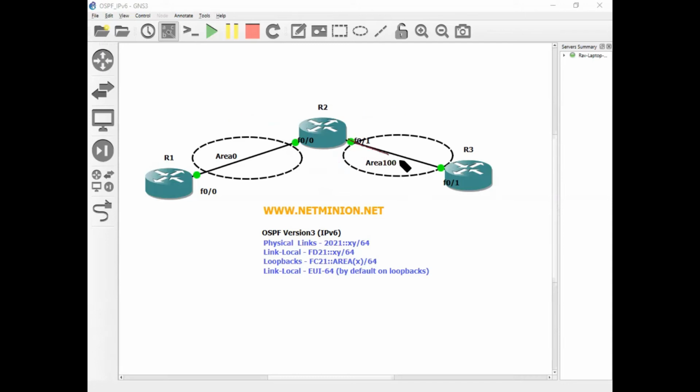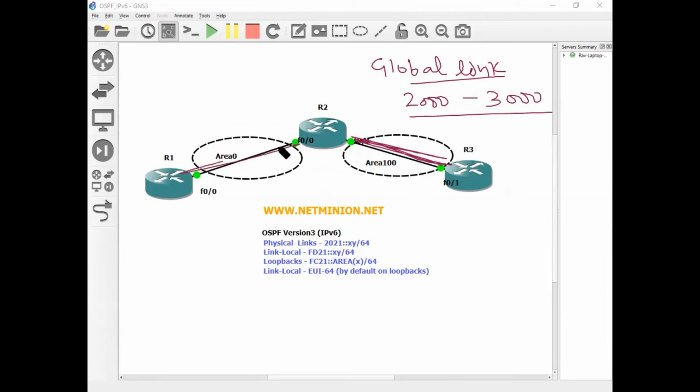Second thing, the physical IP address. This is the physical IP address. This is the physical IP address. On these physical IP addresses, I am configuring the global link address, and the global link address is from your 2000 to 3000 range, right? Remember, I told you a while ago, Raj. So the physical link should have the global link address, though it is not required that it be global only. You can configure unique local also, but I am just configuring global.